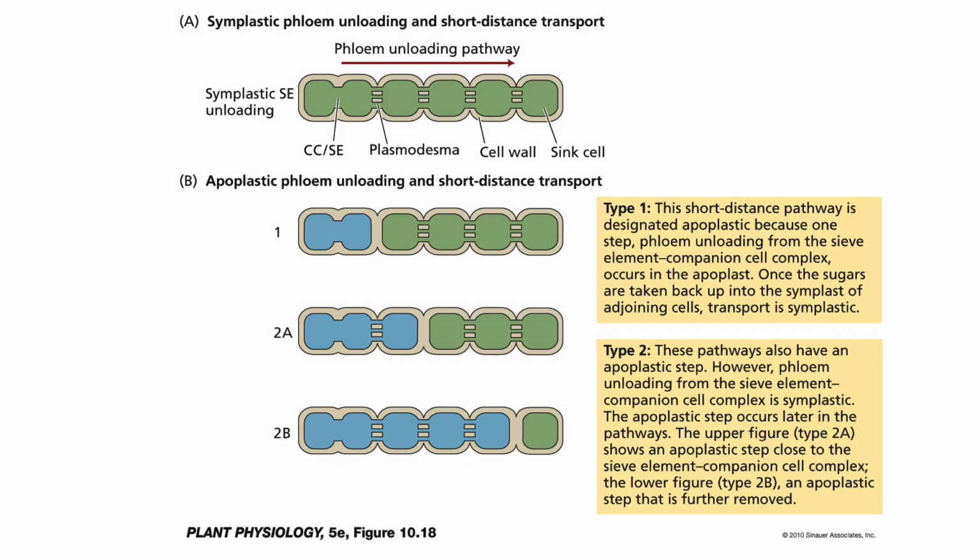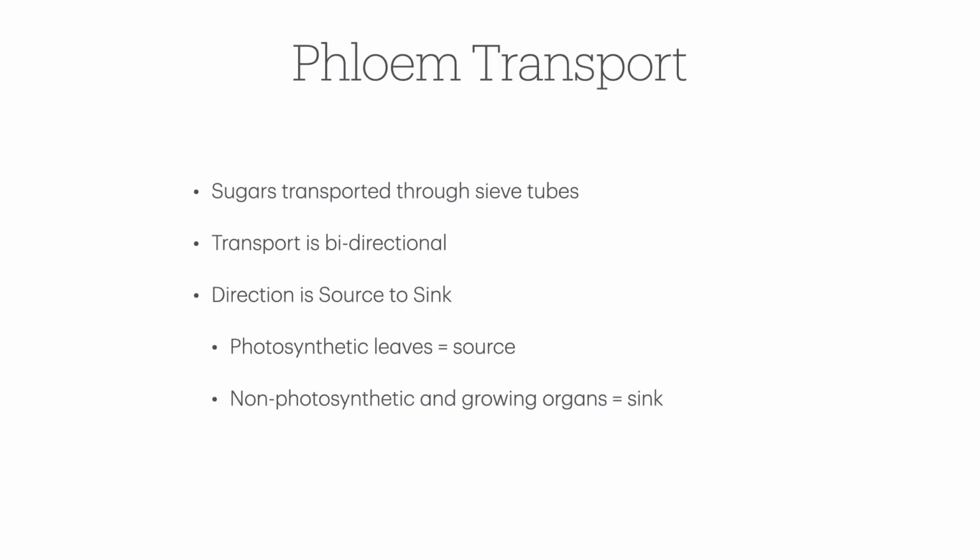So it just varies depending on the organ, the tissue, and the plant species as to which of these pathways occur. So let's summarize phloem transport here for a moment. Sugars are transported through sieve tubes. What I didn't mention before is that transport can occur bidirectionally. That is, we can have transport of sugars moving up the plant and down the plant.